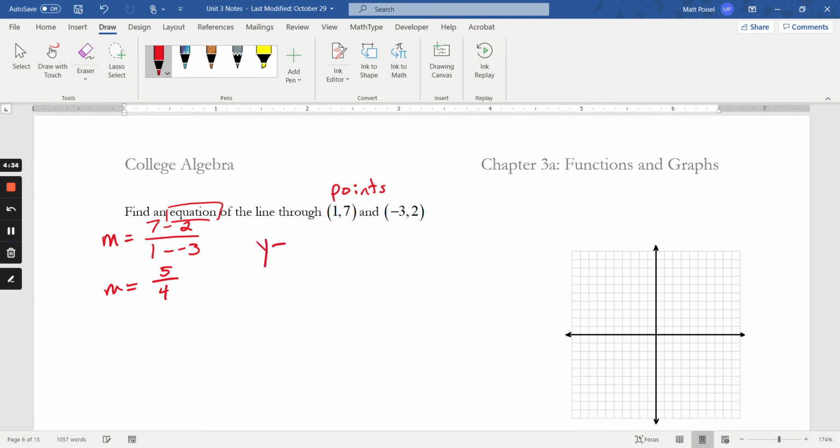So I'm going to go y minus, I'm going to pick, I'll just use this first point. Y minus 7 equals my slope. Remember, x minus comes from the equation, x minus 1. Okay, that is a perfect answer.